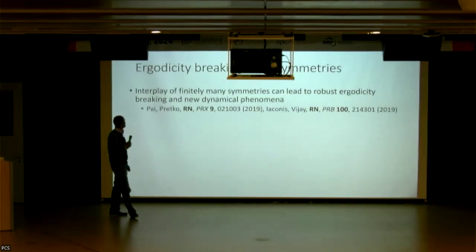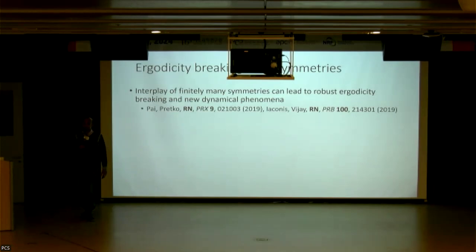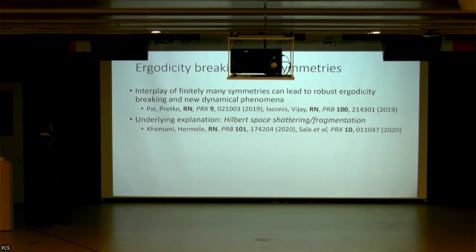The first of those is essentially the interplay of symmetries. We realized about 5 years ago that the interplay of finitely many symmetries can lead to robust ergodicity breaking and dynamical phenomena. We first discovered this when we were looking at systems with dipole conservation. And of course, there were lots of talks about dipole conservation yesterday. Now, in terms of how this comes about, this is the phenomenon that is now known as either Hilbert space shattering or Hilbert space fragmentation. Both these terms mean exactly the same thing. They can be viewed as interchangeable.